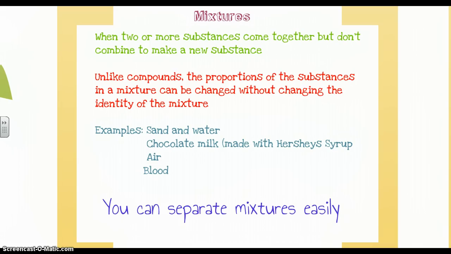Some other examples are sand and water. You can pour a little cup of sand into a big bucket of water and it's sand and water, or you can fill an entire bucket up with sand and pour in some water and it's still sand and water. You just have different amounts.